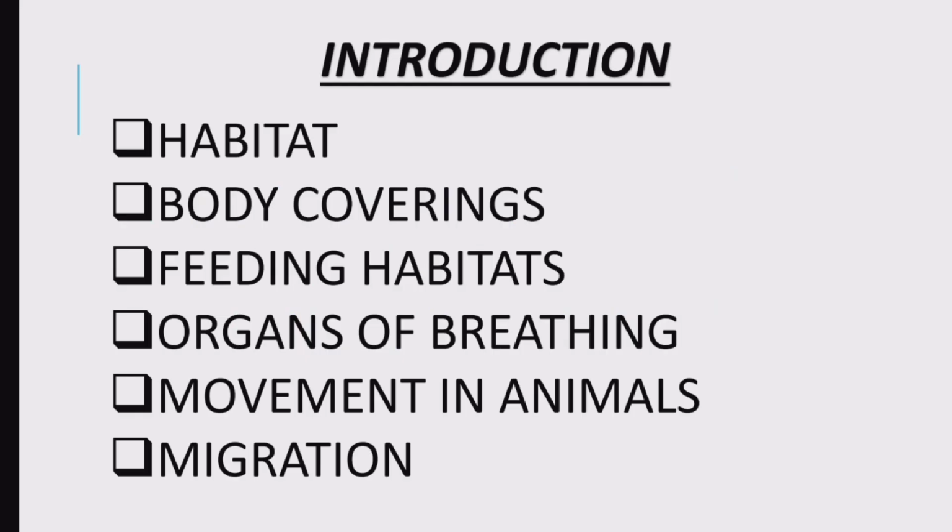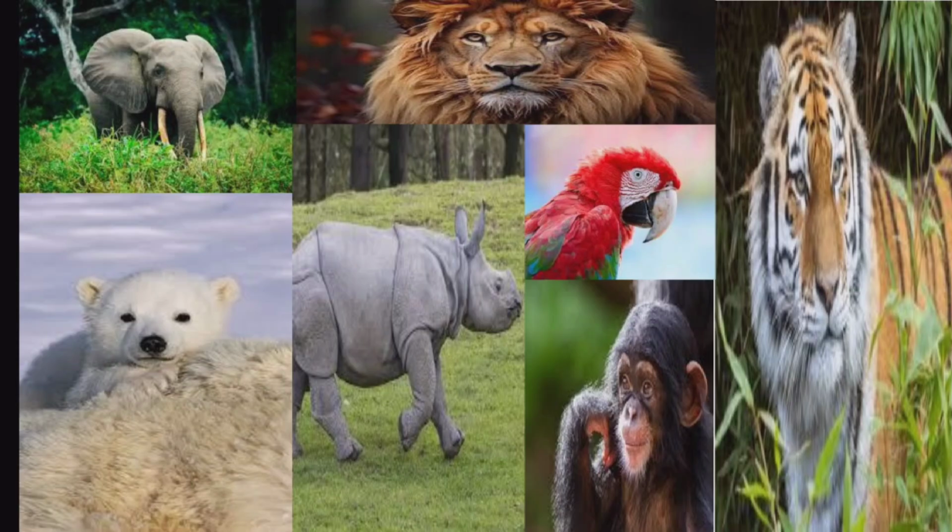Here we will learn about the habitat, body coverings, feeding habits, organs of breathing, movement in animals and migration. Let's start. Children, here you can see the different types of animals.